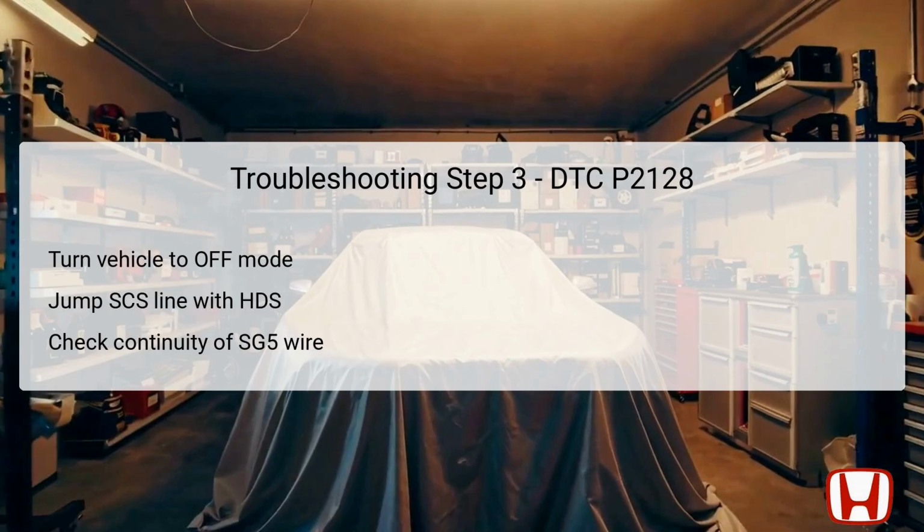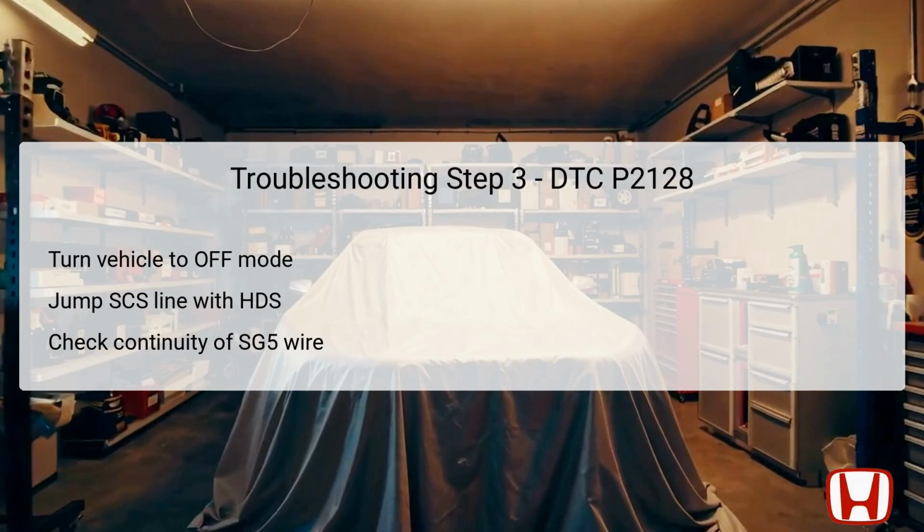The final step of troubleshooting focuses on the connectivity of the SG5 wire line. Start by turning the vehicle ignition to the off, lock mode, and jump the SCS line using the HDS. This step effectively sets up a test circuit. Then disconnect the PCM connector A51P. Use a jumper wire to connect terminals A and B.